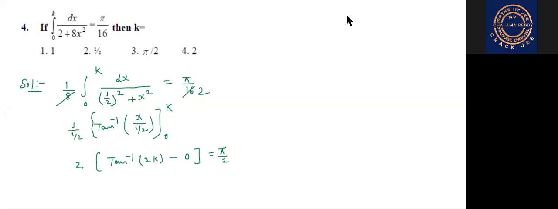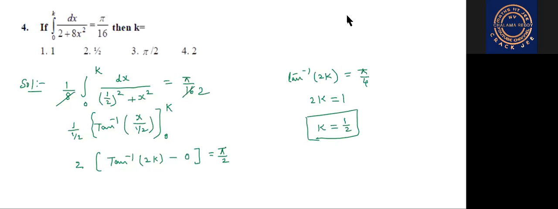So these two go to the right hand side. Then what happened? Tan inverse of 2k is equal to pi by 4. And tan inverse goes to the right hand side. Tan pi by 4 value is 1. Now finally, the k value is 1 by 2. So the second option is correct.